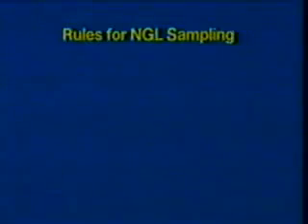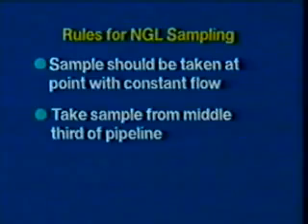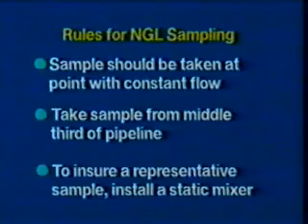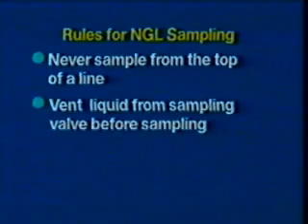As with natural gas samples, there are some general rules you need to follow for sampling natural gas liquids. 1. Samples should be drawn from points on the line or vessel having a constant flow. 2. The probe should be sampling from the middle third of the pipeline. 3. To ensure a representative sample, a static mixer may be installed upstream of the sample point. 4. Liquid samples should never be taken from the top of a line. 5. Be sure to vent some liquid from the sampling valve before drawing any samples.